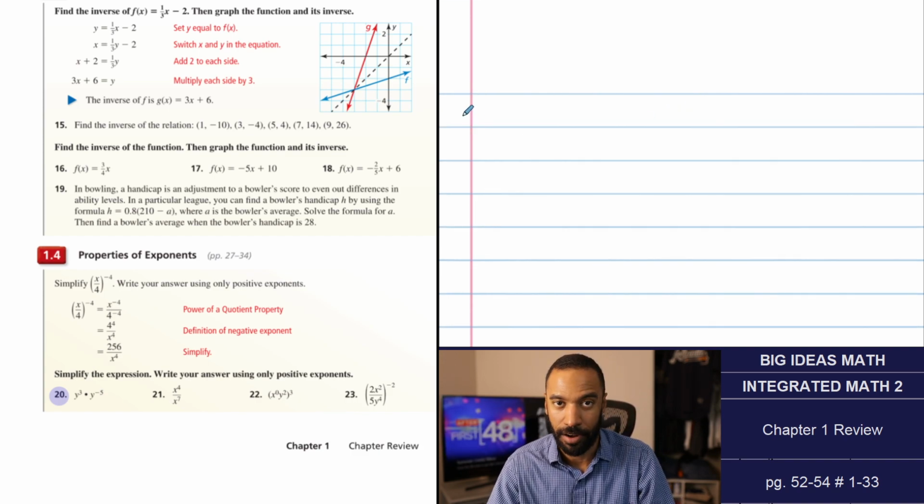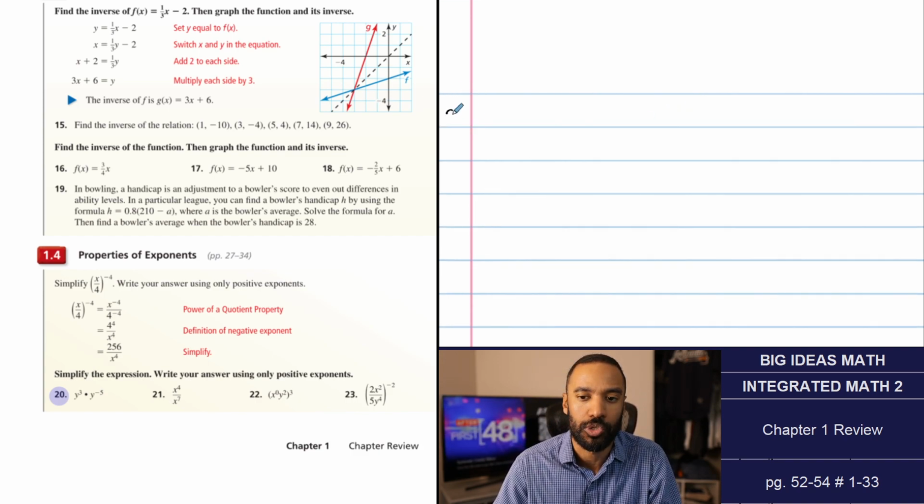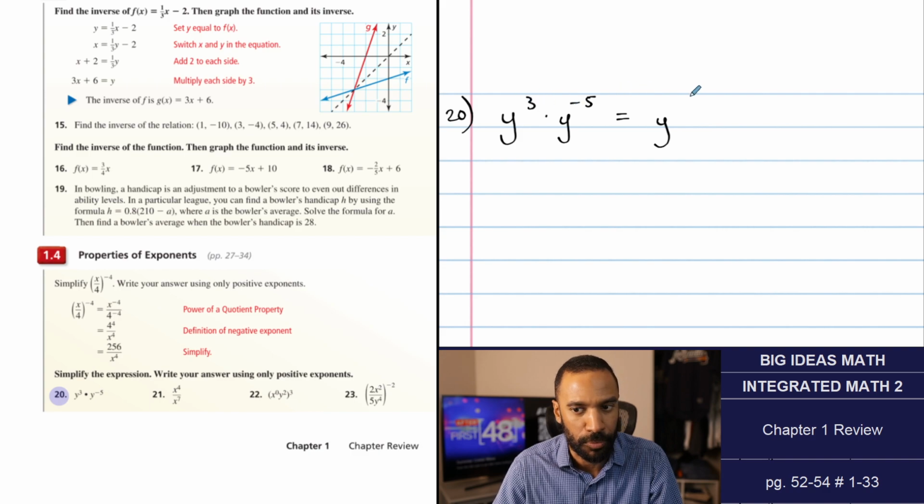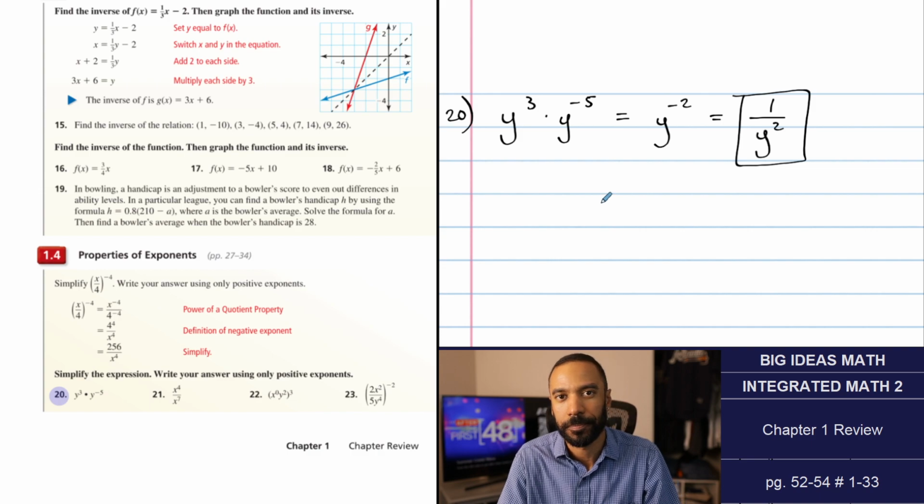I know that didn't cover everything. You can't assume to go straight into this and learn every part about this. You've got to try some of the ones from the section. So number 20, we have y cubed times y to the negative 5th, and they're asking us to simplify. Another property that's involved here is these exponents add when you keep the same base. Not going to sit here explaining why, but 3 plus negative 5 is 3 minus 5, which is negative 2. Only positive exponents, though. Y to the negative second power is 1 over y squared, and that's simplified.